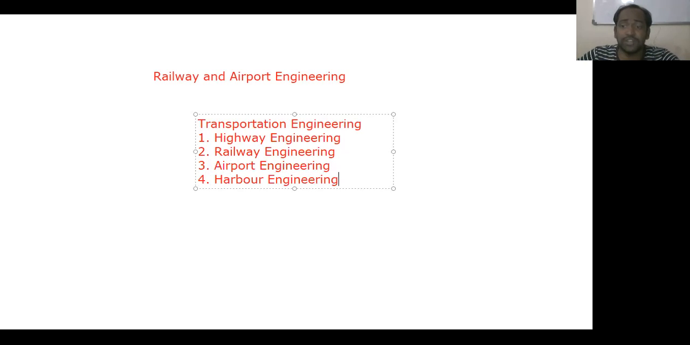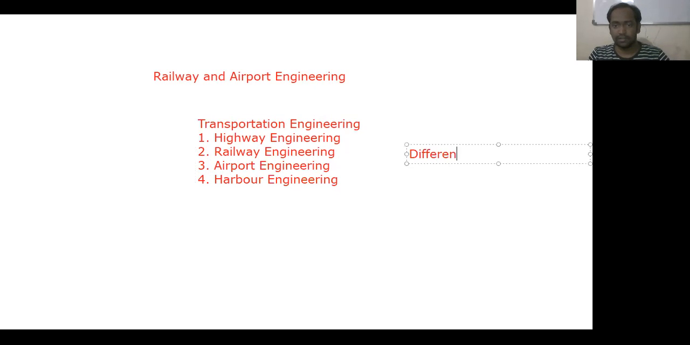So we all know that transportation can be done in different modes. It means we have different modes of transportation. Mode of transportation means the media through which we are conveying passengers from one place to another, or through which we are conveying goods or luggage from one place to another.